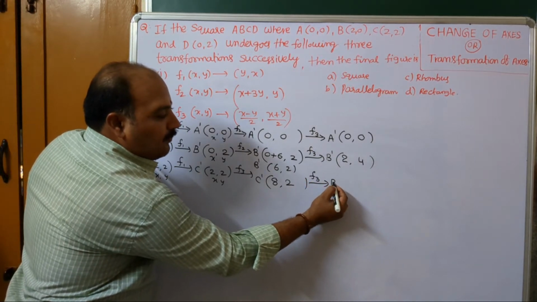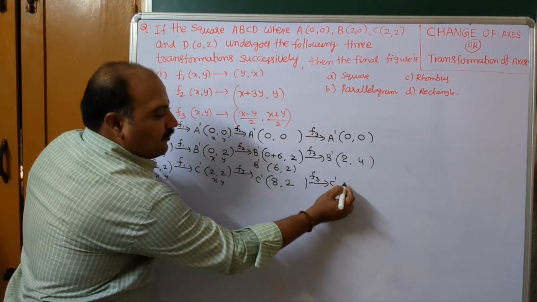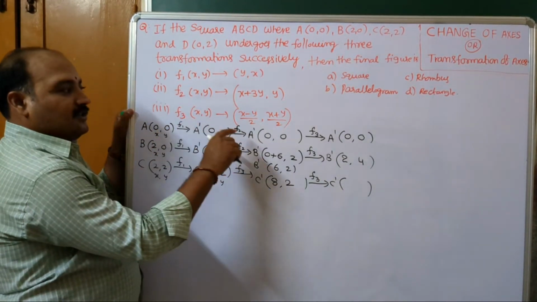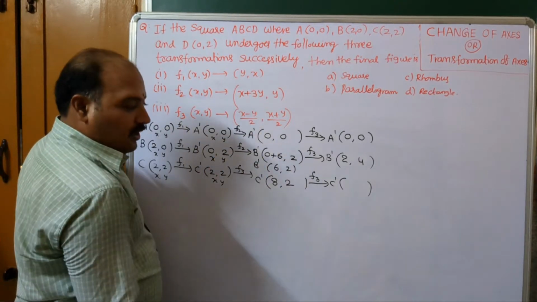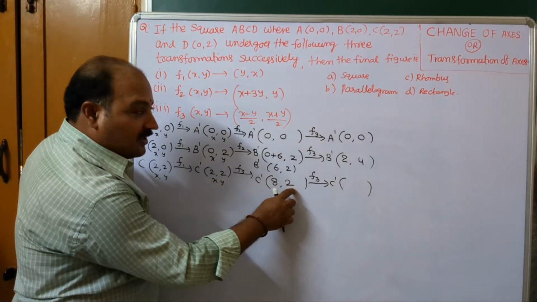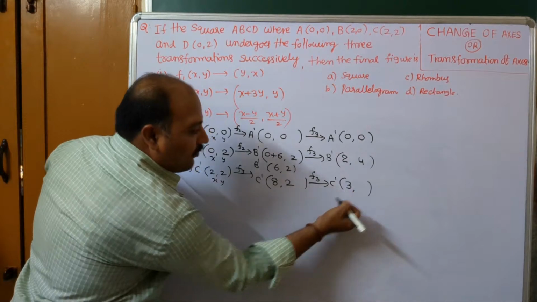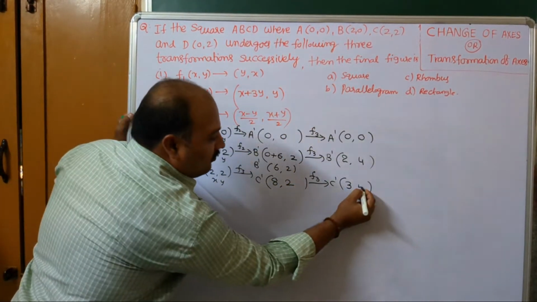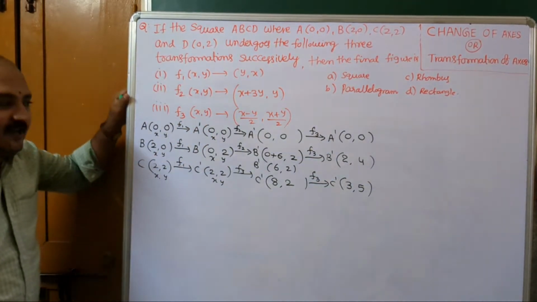F3, C dash. In the F3 application, x minus y by 2. That means 8 minus 2, 6, 6 by 2, 3. X plus y by 2, 8 plus 2, 10, 10 by 2, 5. This is the final position of C dash.